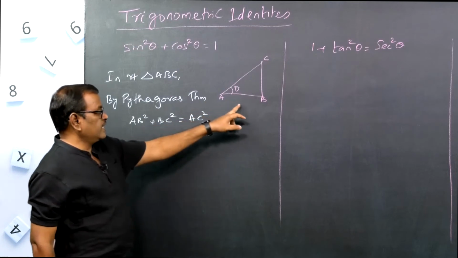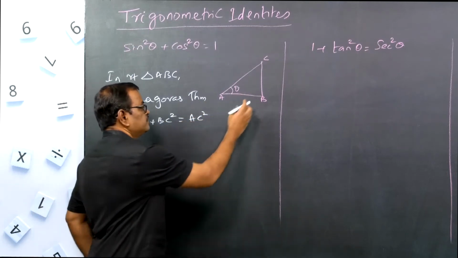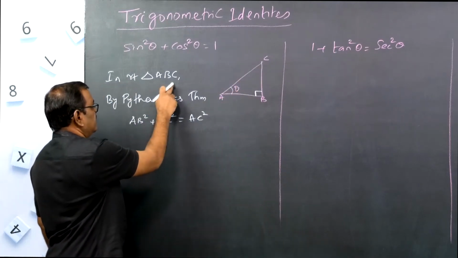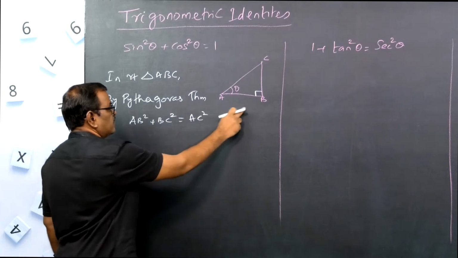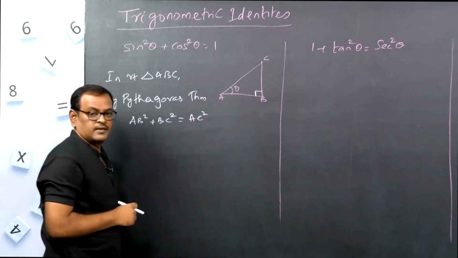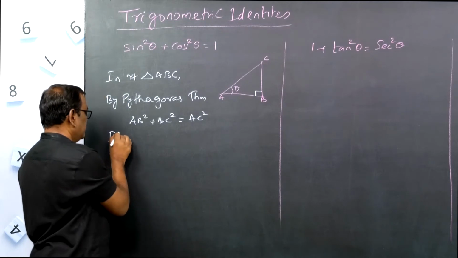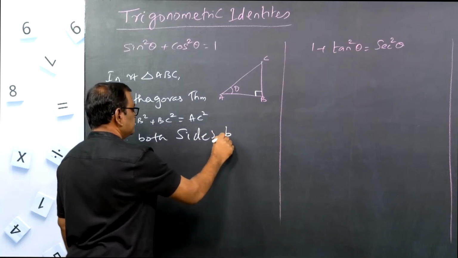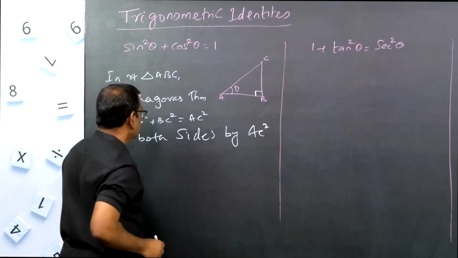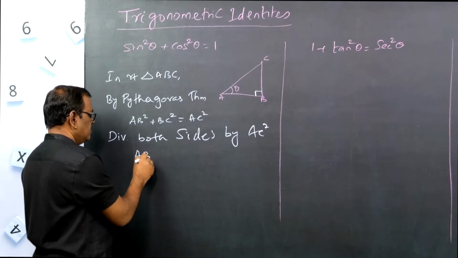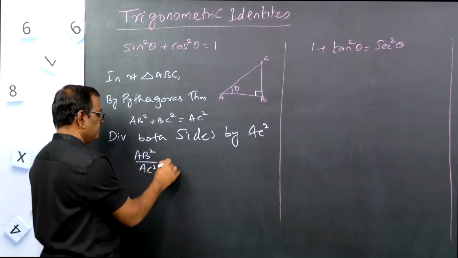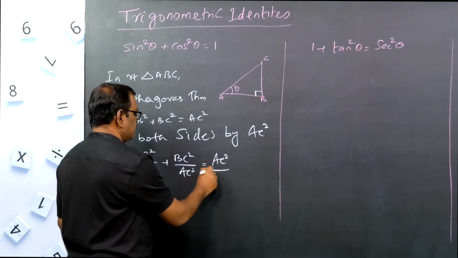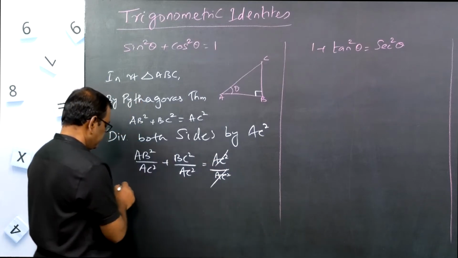First draw a right triangle at B. Let angle BAC equal theta. In right triangle ABC, by Pythagoras theorem, AB square plus BC square equal to AC square. Now dividing both sides by AC square, this expression becomes AB square by AC square plus BC square by AC square equal to AC square by AC square. These two get cancelled.